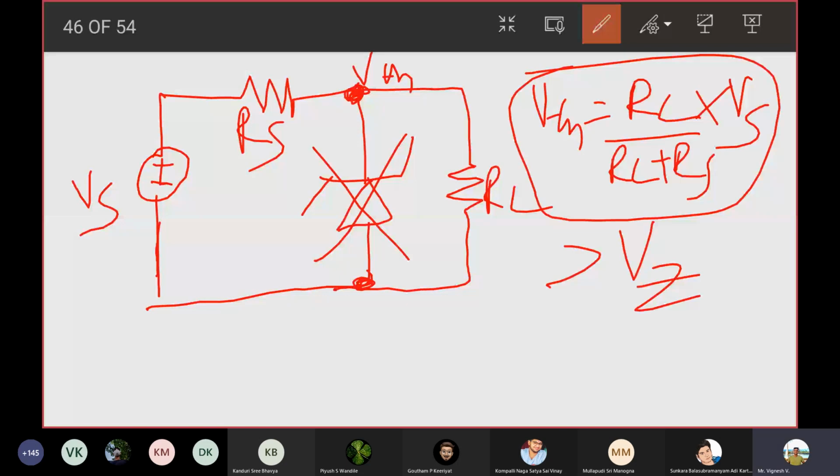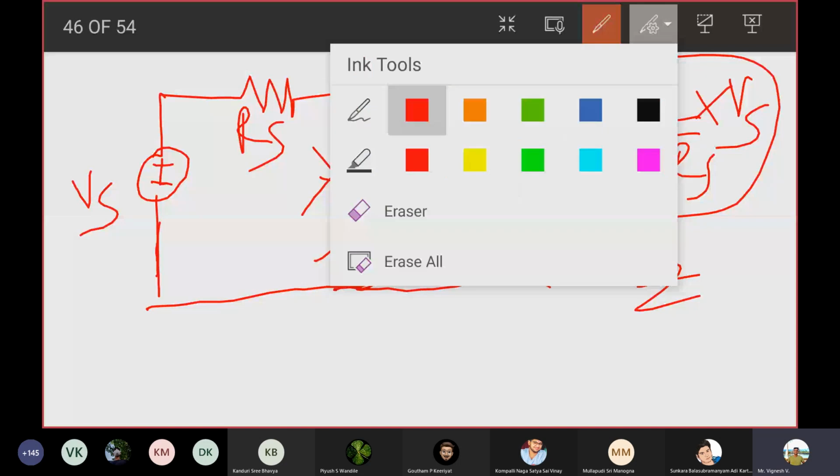Only if it is greater than Vz will the Zener diode act as a voltage regulator. If it is true, then the voltage across the Zener diode, or the output voltage, will be Vz. Only if this condition is true. We'll solve some problems to understand better.